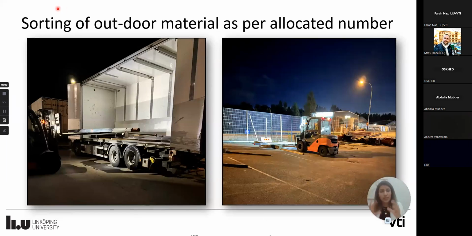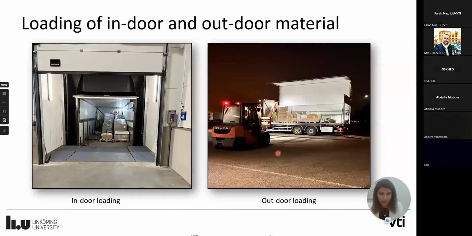That was the indoor material. Now we also have material which is stored outdoors. Here the sorting of outdoor material takes place. In the truck, the material is placed randomly. Every material again has a label, and on that label there is a driver allocated number. The driver then sorts this material and places it at his designated location outdoors. The second step is that sorting takes place on the basis of delivery addresses.